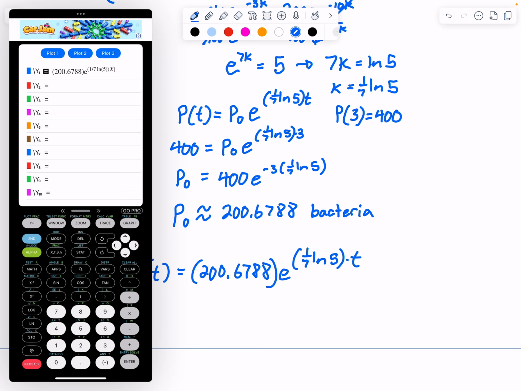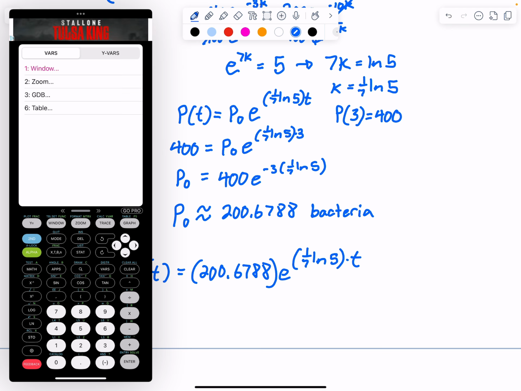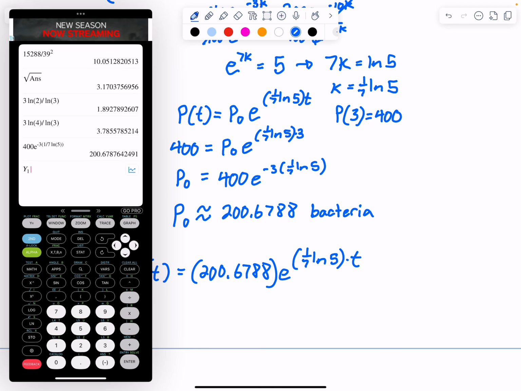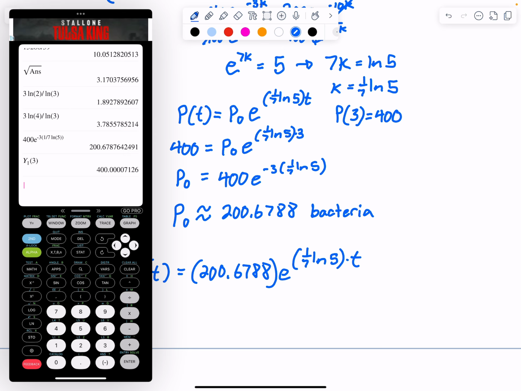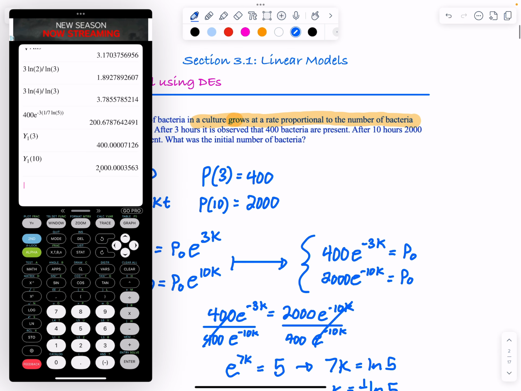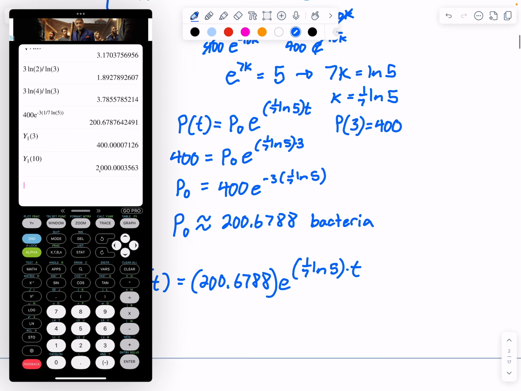All right, so now I can go to the table, or I could go back to the screen, go to vars, over to yvars, functions, pick my function, and now I can plug in things. If I plug in 3, I should get close to 400. Yeah, slightly off just because we rounded. If we wouldn't have rounded, then it would have worked out. Now, if I plug in 10, I should get the other number, which is 2000. So we are good. We can check these things with the data given to us.